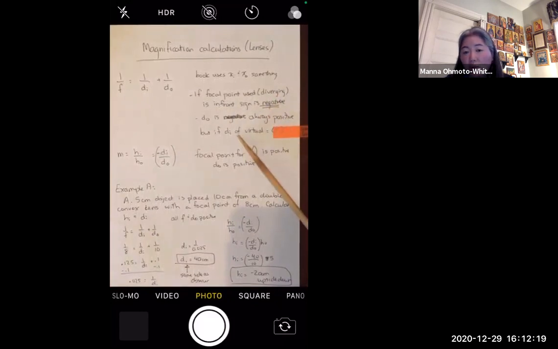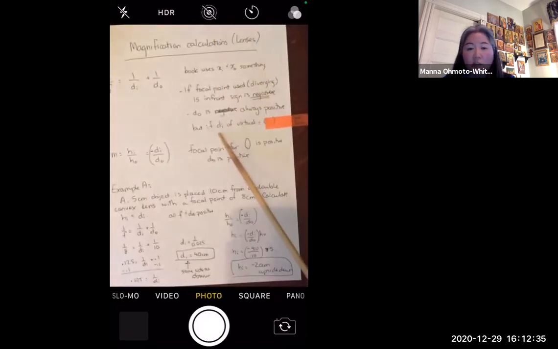because I'm using the focal point that's on the same side as the object but opposite from the observer. So that's why it's going to be negative. The object distance is always going to be positive, which seems kind of weird, but that's just the way it is. But if the image of the object, the distance of that, is in virtual space, then that will be a negative sign. So the positive sign, we always, whether we're talking about lenses or mirrors, the object is where the object is. We're just trying to figure out where the image is in relation to the observer.